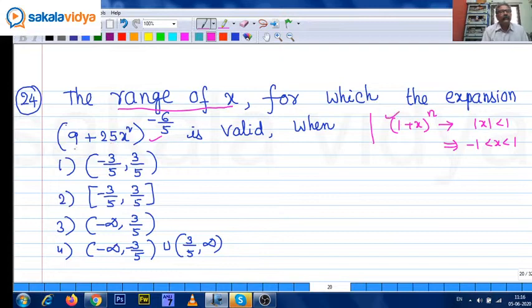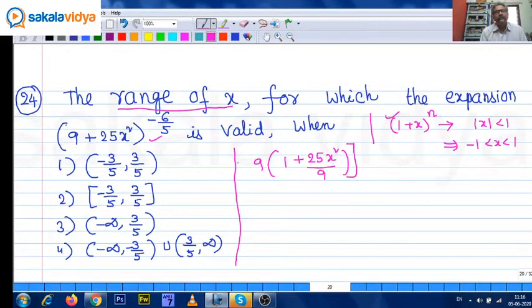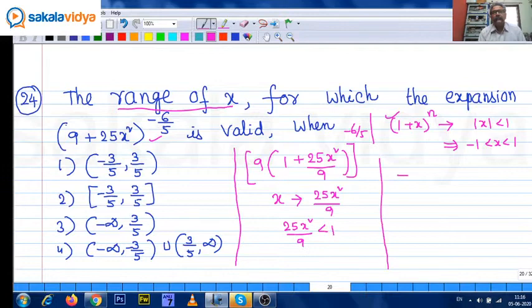First, you need to write this expansion in this form. So take 9 common here. If you take 9 common, this can be written as 1 plus 25x square upon 9 raised to minus 6 by 5. Here, importantly, x is actually 25x square upon 9. This will be 25x square by 9 is less than 1. That implies x square is less than 9 by 25.